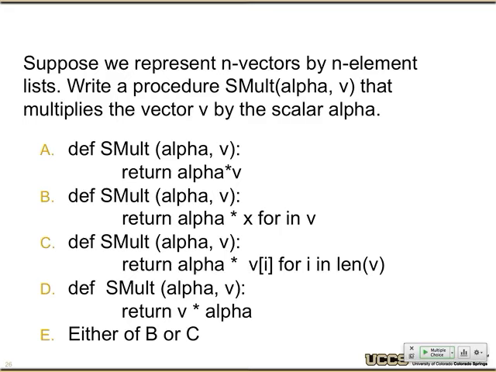We're going to skip that one. So we'll do this one. So now, again, suppose the same n vector by n element, write a procedure that multiplies the vector by the scalar alpha.